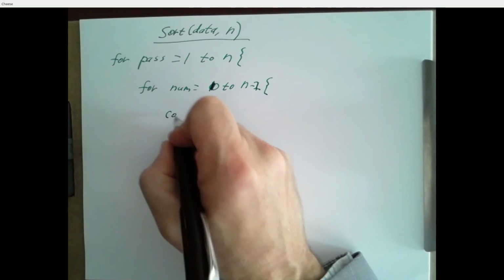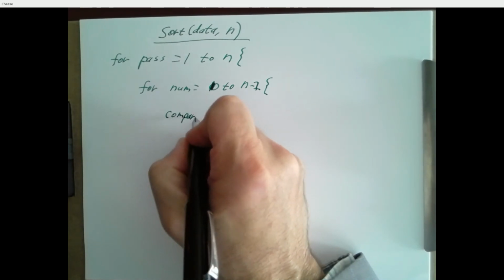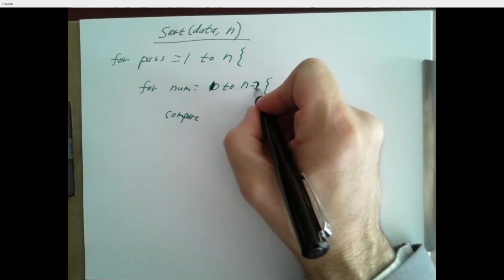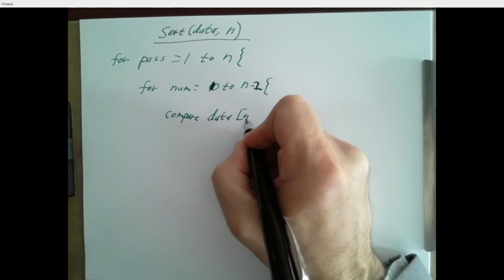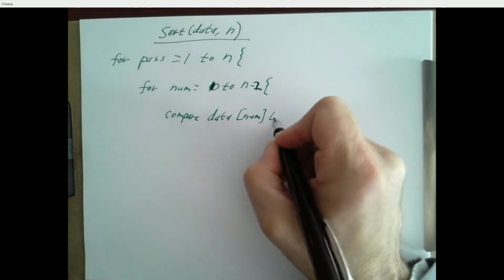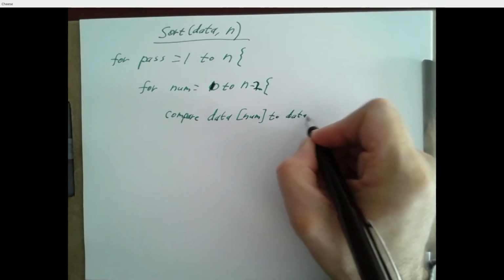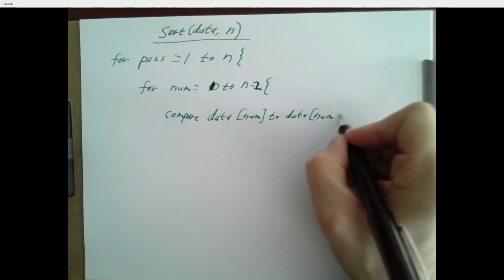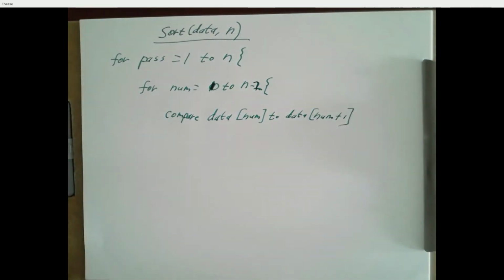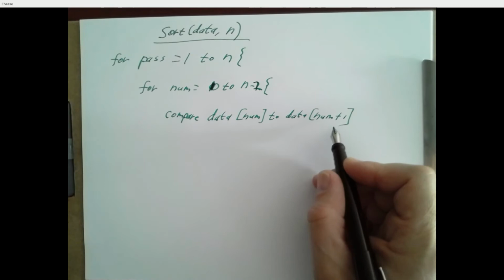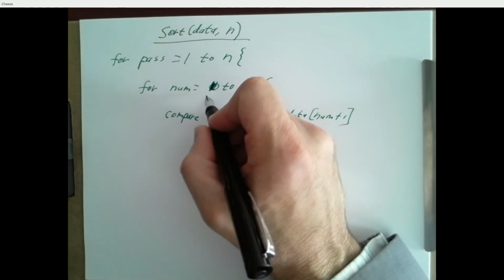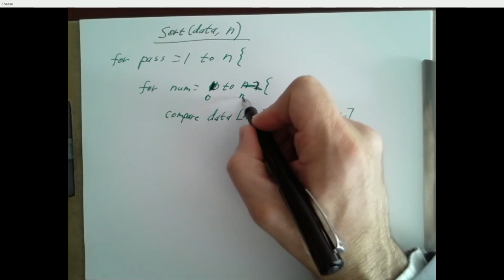So compare data num to data num plus 1. So compare each number to the number after it. And normally I would go up to n minus 1, but since I'm going to compare to that thing plus 1, I'm going up to n minus 2. So num equals 0 to n minus 2.